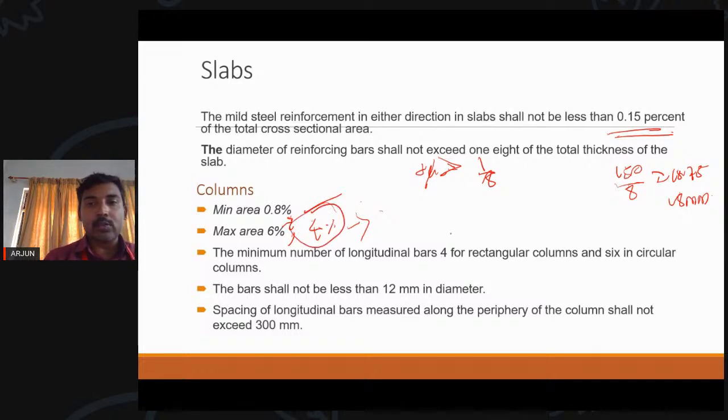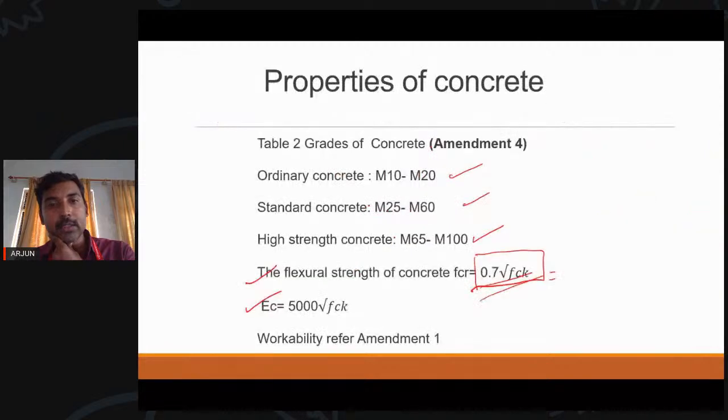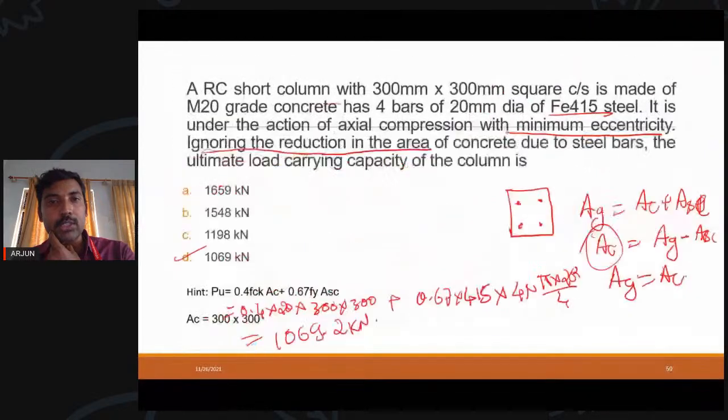So for rectangular columns, a minimum of 4 bars has to be provided, and a minimum of 6 bars has to be provided in case of rectangular and circular columns respectively. The bars shall not be less than 12 mm diameter, and the spacing of the reinforcement along the periphery of the column shall not exceed 300 mm. So these are a few important aspects to be considered in case of reinforced concrete structures.